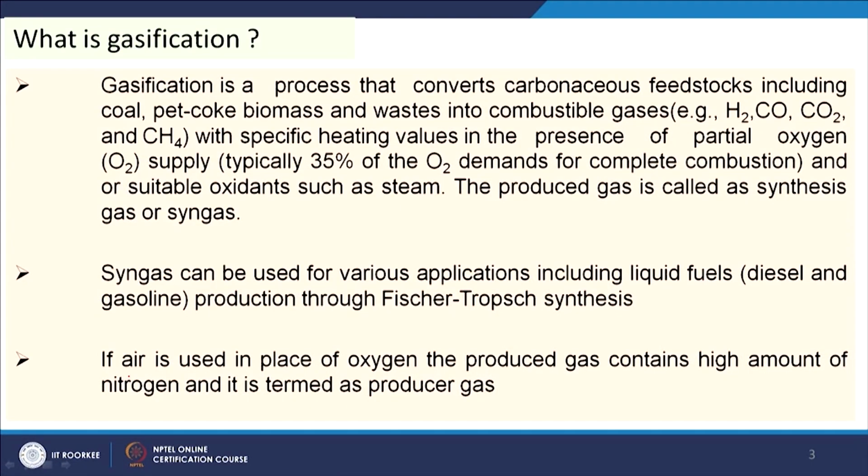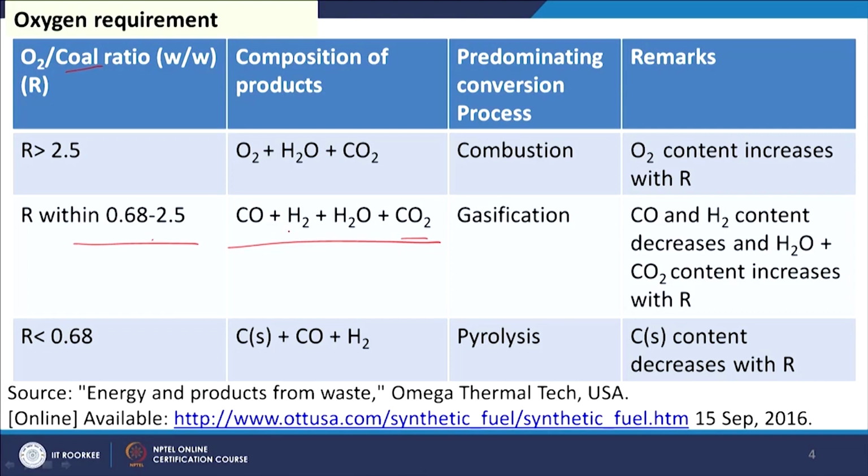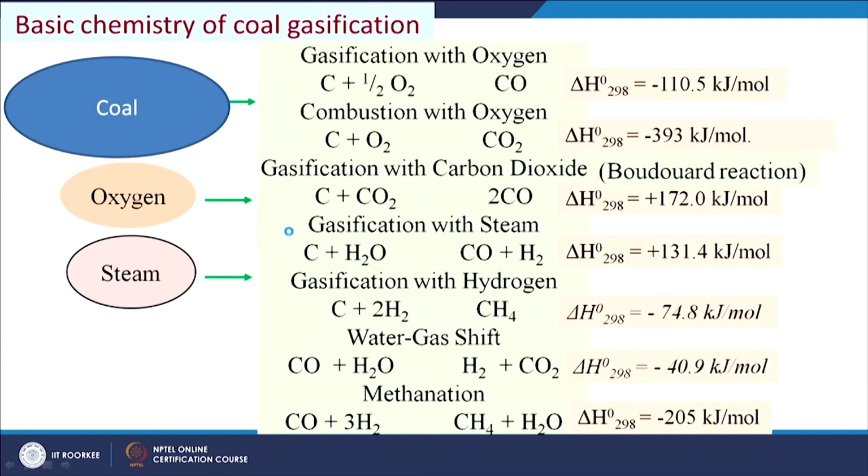And if air is used in this process in place of oxygen, then the syngas contains a greater amount of nitrogen, and that is called producer gas. As we have already discussed in the previous class, the oxygen and coal ratio R for gasification is within 0.68 to 2.5, and in this case these are the products. But if we increase the R, then what will happen? We will get more CO2, and if we reduce the R value, we will get more CO and H2. So, this is the basics of the gasification process.